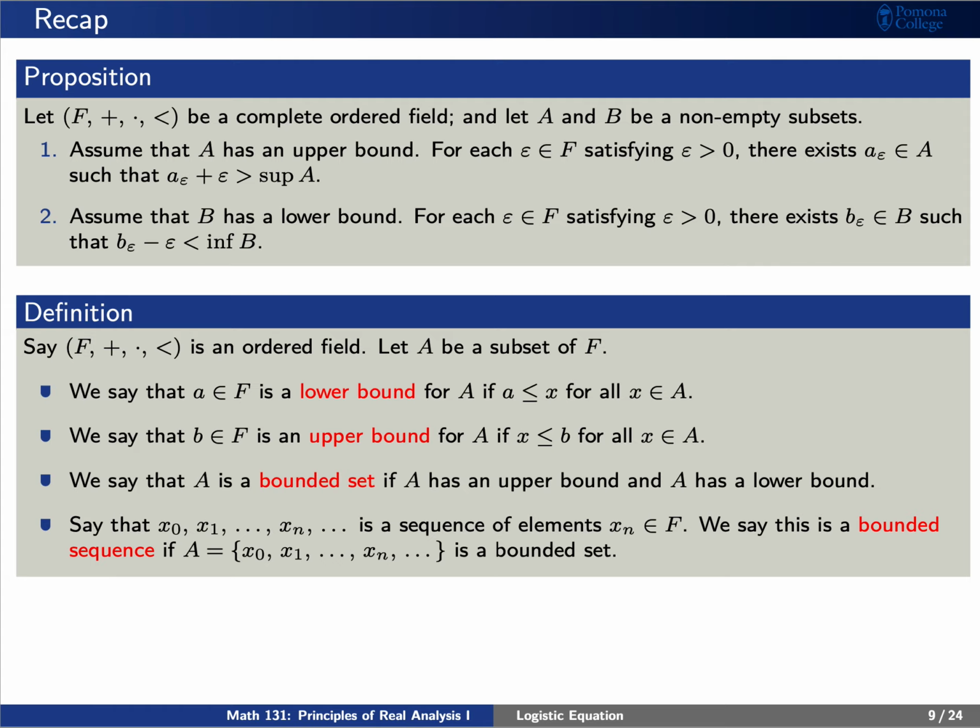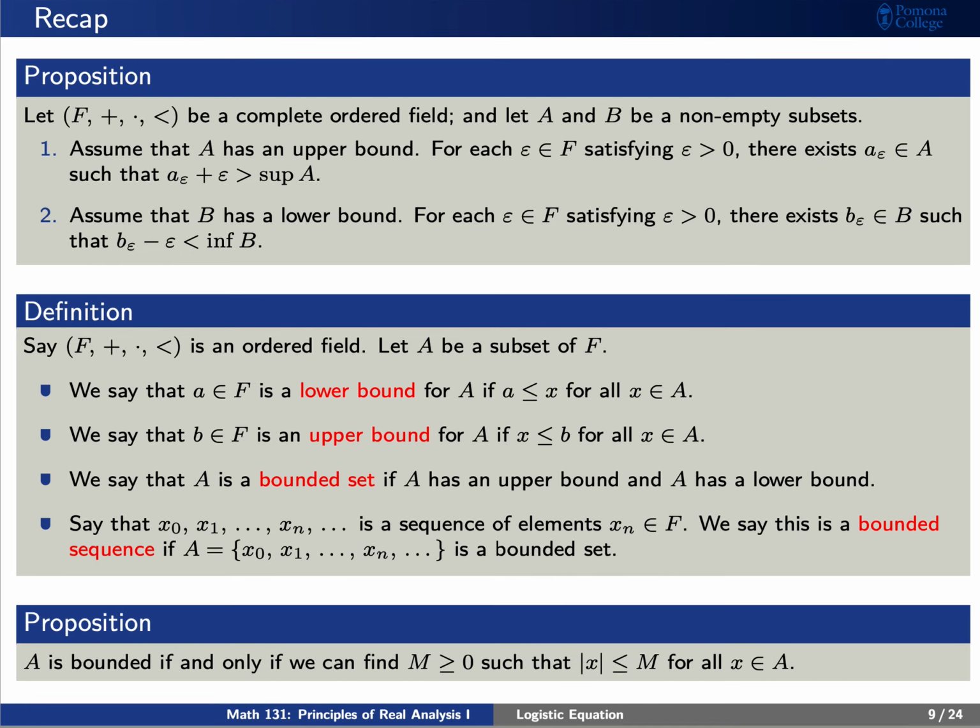Finally, say that we have a sequence of elements x sub 0, x sub 1, and so forth from our ordered field F. We'll say that this sequence is bounded if the set containing them is a bounded set. Finally, recall that a set is bounded if and only if we can find an element capital M such that the absolute value of x is less than or equal to M for all x in our set A.